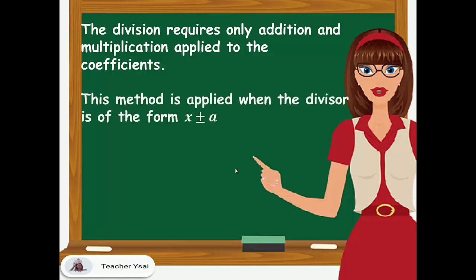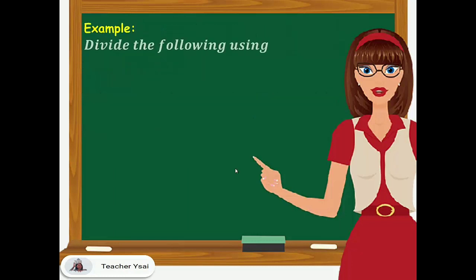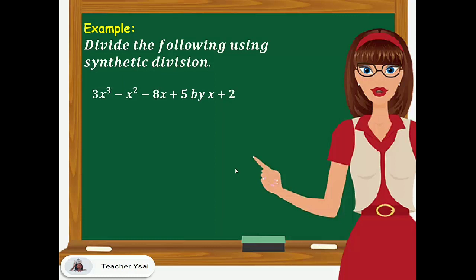This method is applied when the divisor is of the form x plus or minus a. For example, divide the following using synthetic division: 3x cubed minus x squared minus 8x plus 5 by x plus 2. First, we'll arrange the terms of the dividend in descending powers of the variable. Since our dividend is already arranged in descending power, we'll leave it that way. Then second, write the numerical coefficients of each term of the dividend in a row, indicating the coefficient of powers. Replace the missing power with a zero coefficient.